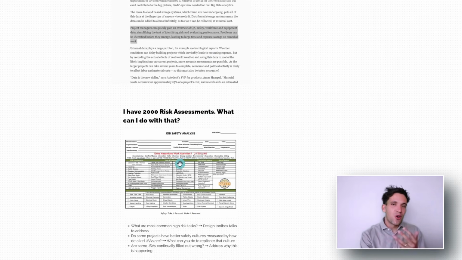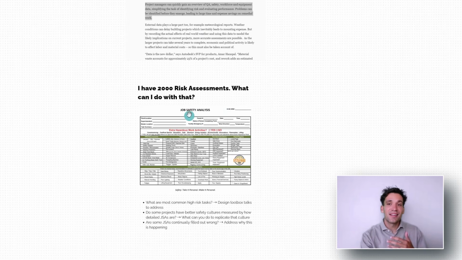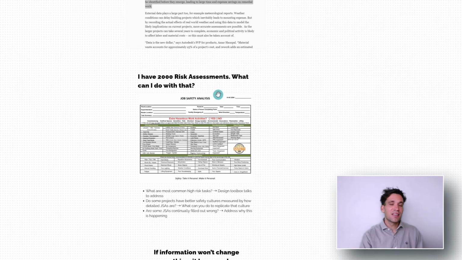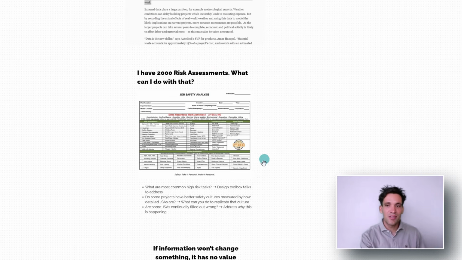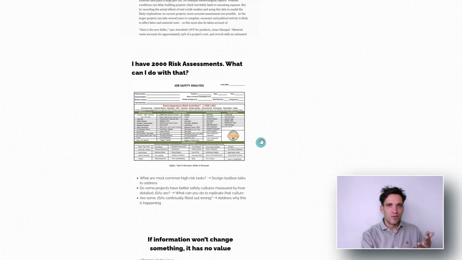Now, let me start with a concrete example that I actually thought was really interesting, and when someone told it to me, I thought it was a really good application of data. It was basically a construction company that over the past couple of years had done thousands of different task risk assessments. They put them into a model like Gemini or Claude that can process big data, and they basically determined what are the most common high-risk tasks they regularly do, and then they use that to design their toolbox talks. It's such an eloquent use of data.